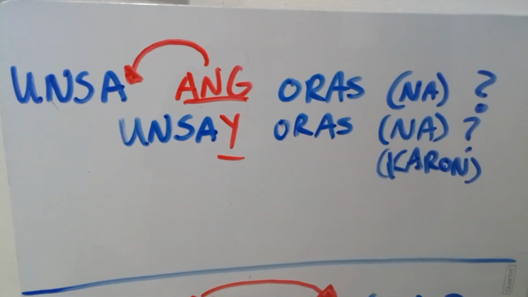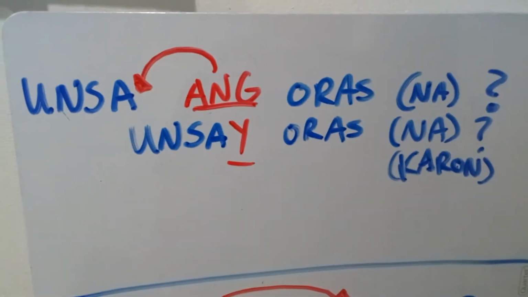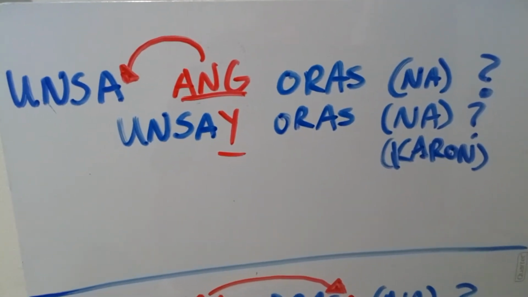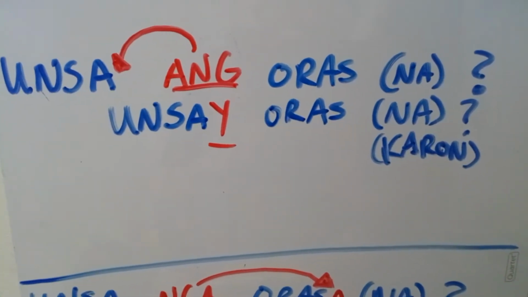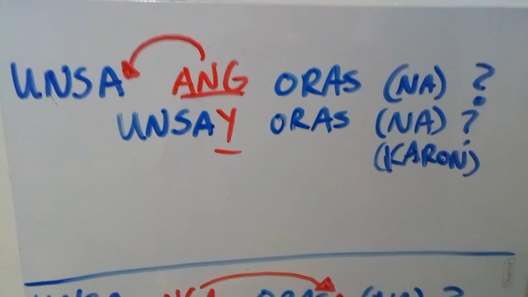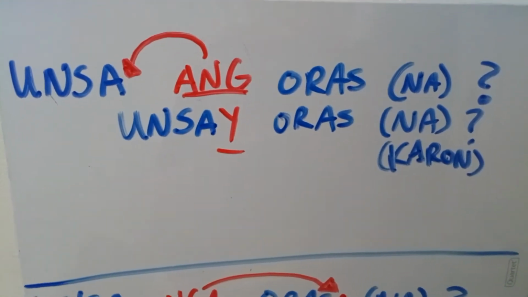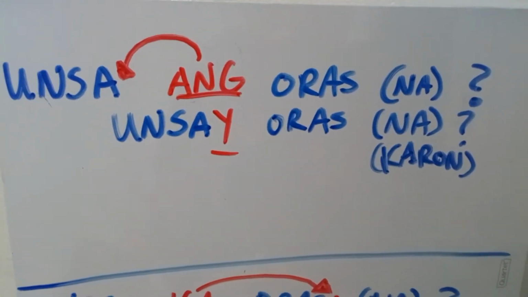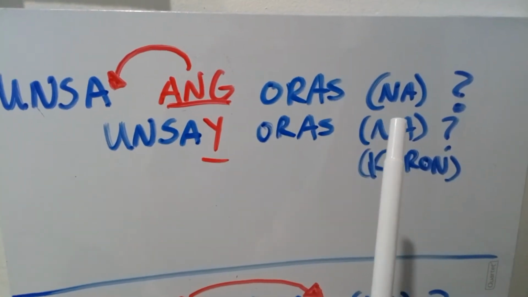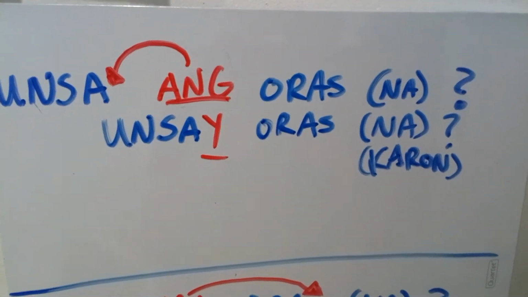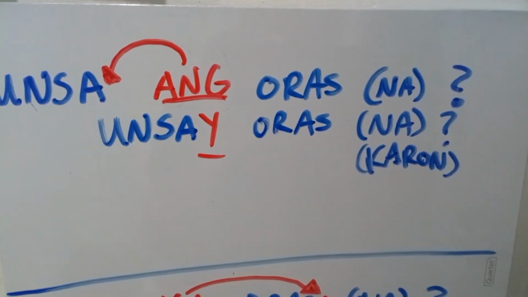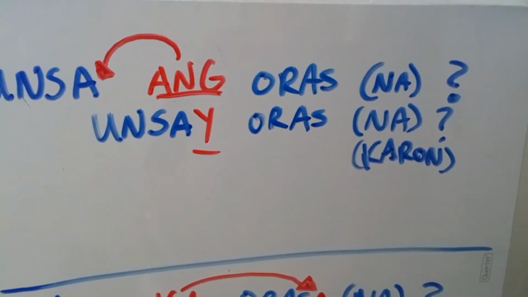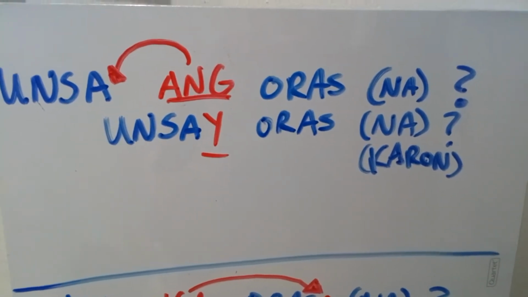And this mistake goes out to most of the native speakers, because they can't differentiate between the two. So here we go. In this first case, we have "unsa ang oras," and then the optional enclitic particle "na": "Unsa ang oras na." What time is it?